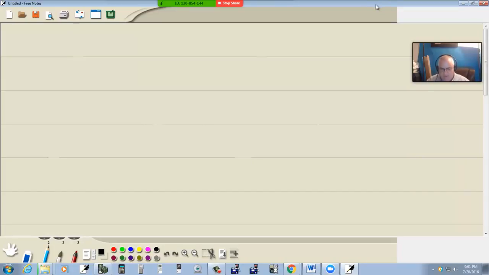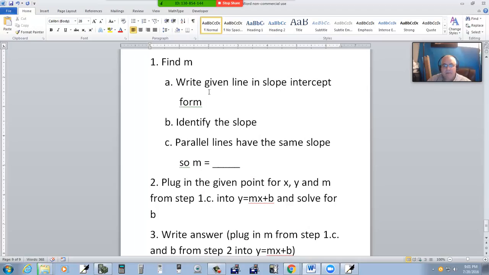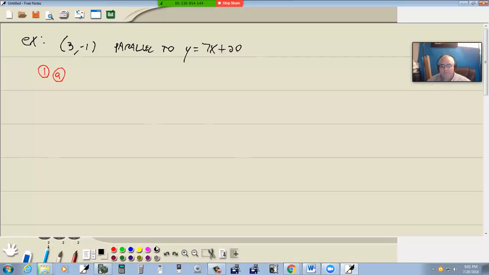Okay, so let me make up a problem. Let's say it passes through the point 3, -1, and it's parallel to y is equal to, I don't know, 7x plus 20. Step 1. Find m. First substep. Write the given line in slope-intercept form. Well, this is already in slope-intercept form. It's already got y by itself. Not every problem will require you to rewrite it.